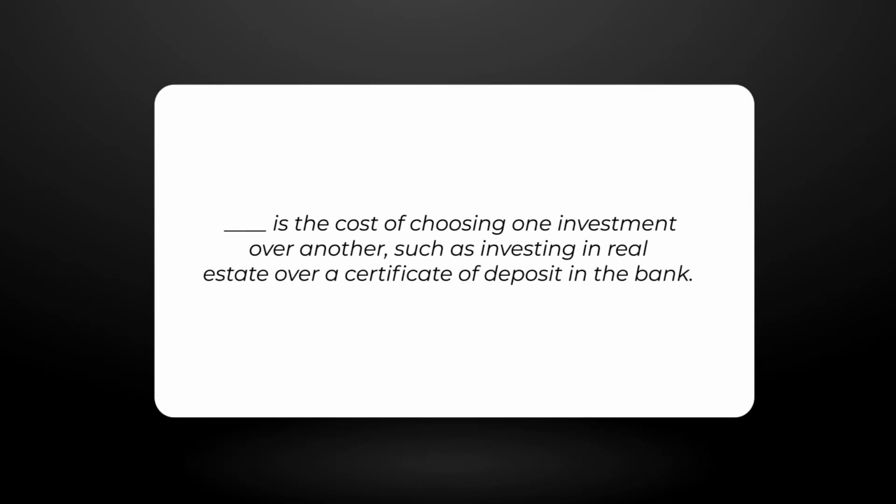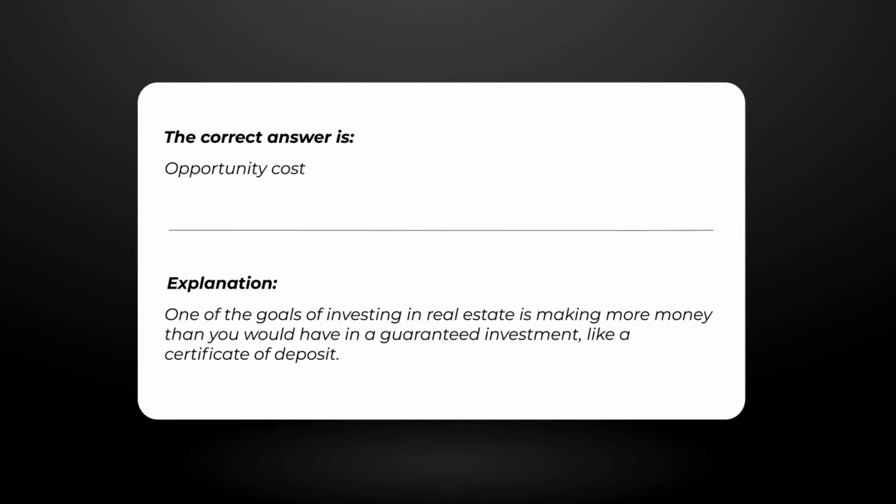Blank is the cost of choosing one investment over another, such as investing in real estate over a certificate of deposit in the bank. The correct answer is opportunity cost. Explanation. One of the goals of investing in real estate is making more money than you would have in a guaranteed investment, like a certificate of deposit.